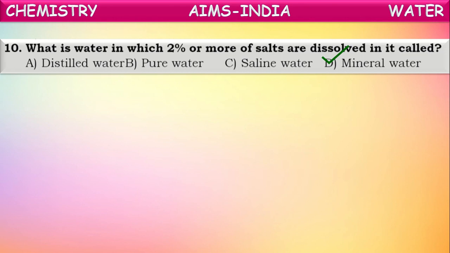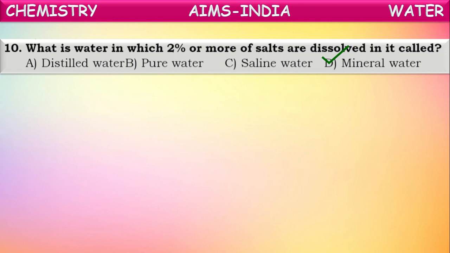What does it mean? Mineral water here means the water which contains a sufficient amount of minerals or salts dissolved in it. That is called mineral water. We require around 2% of salts dissolved in pure water, which is called mineral water. We need to drink that water only. We should not drink pure water.